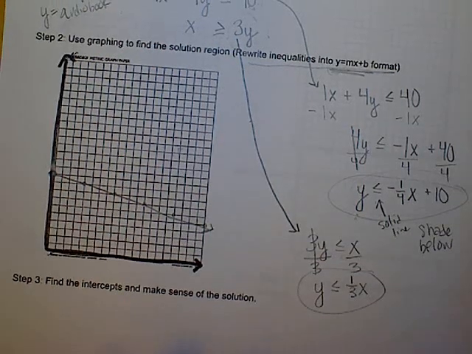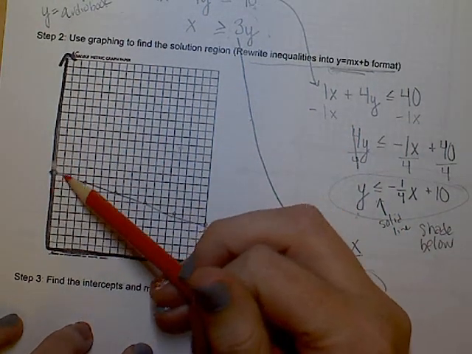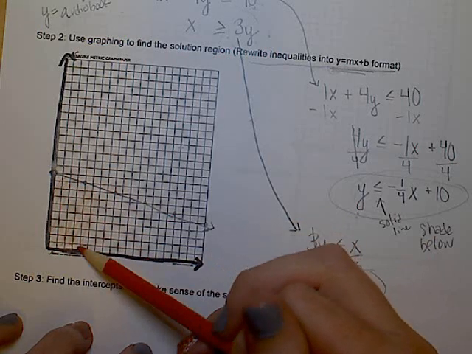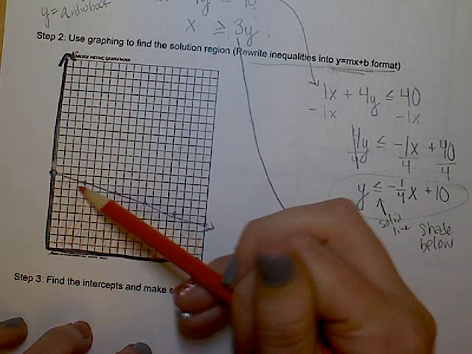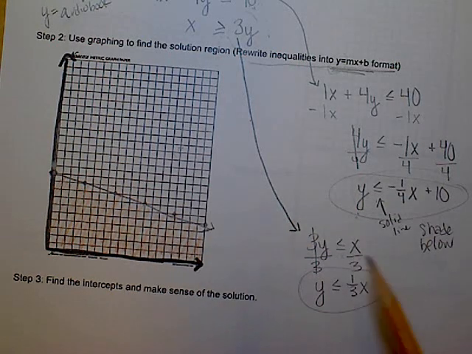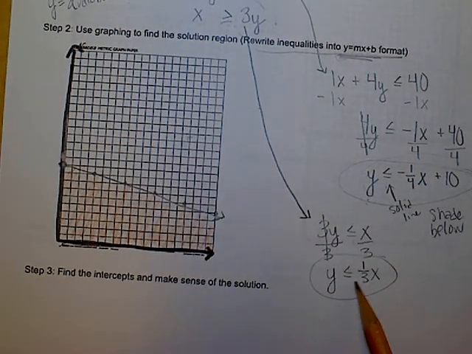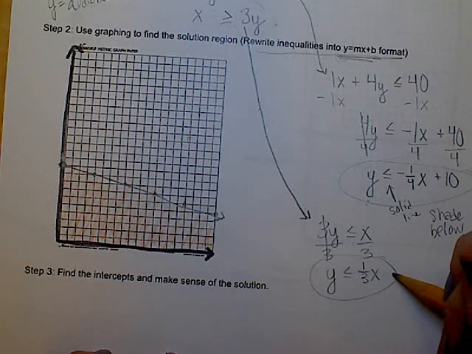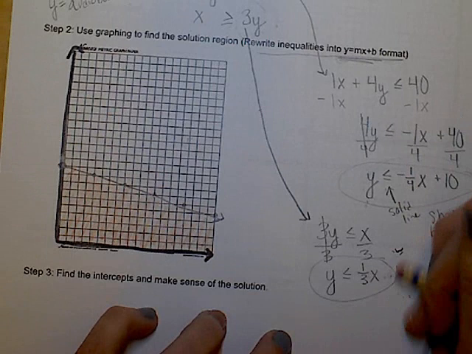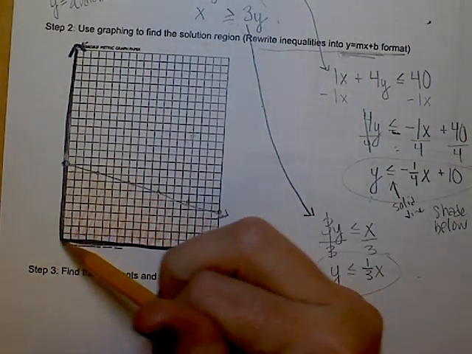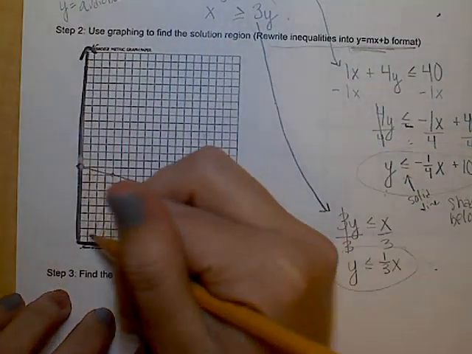And I'll take maybe one of my colored pencils because I know I'm going to need a second color to shade below my next line. And my next line, of course, is y is less than or equal to 1/3 x. So this one has an intercept of 0. I could put a +0 there if I wanted to, but there's no reason to. And so I'm going to start at my origin. I'm going to go up 1 and over 3.